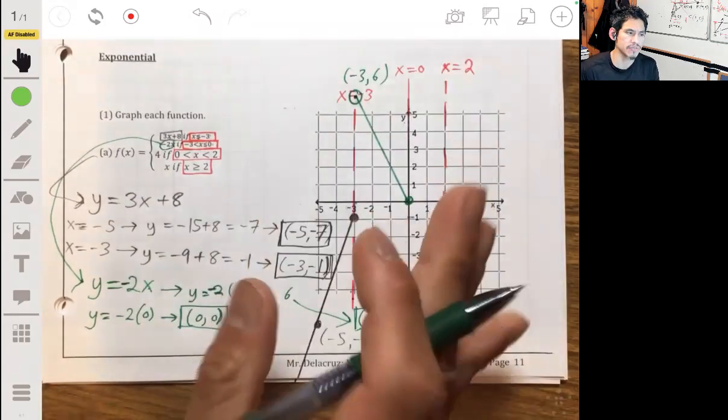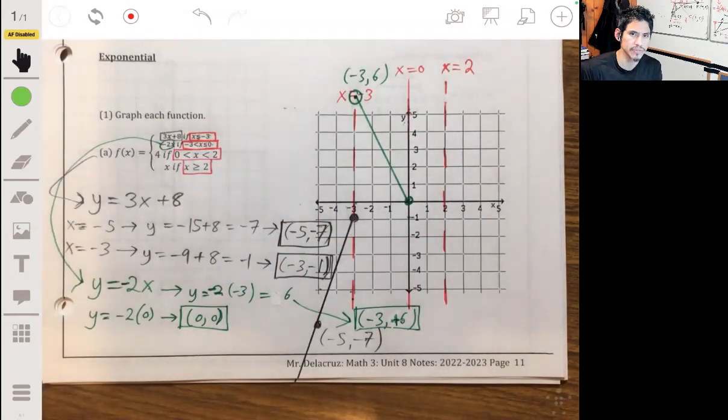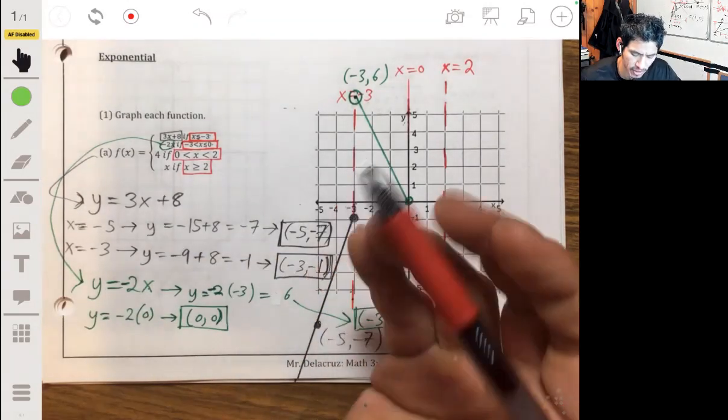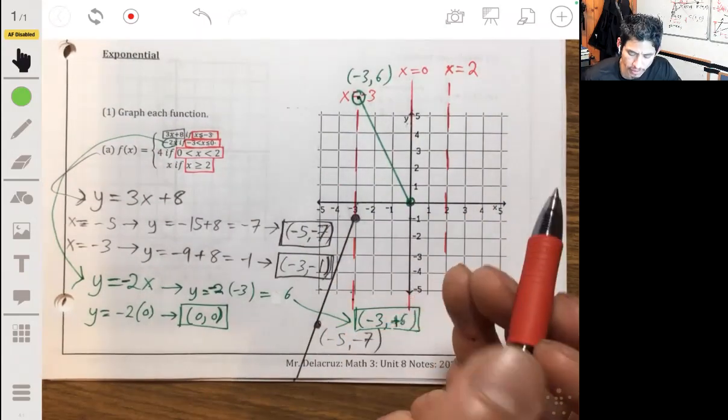And feel free to go through these faster if you already have the algebra mastered with the graphing. I'm going through it step by step because a lot of my students need a refresher and all that.